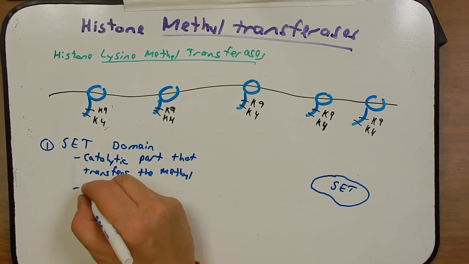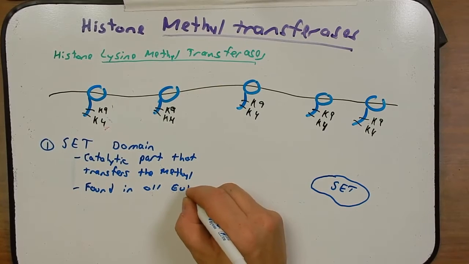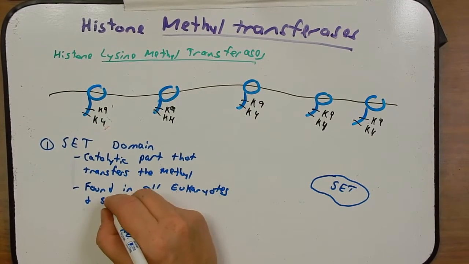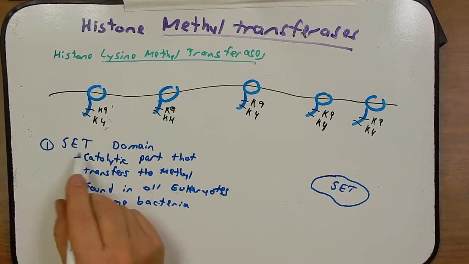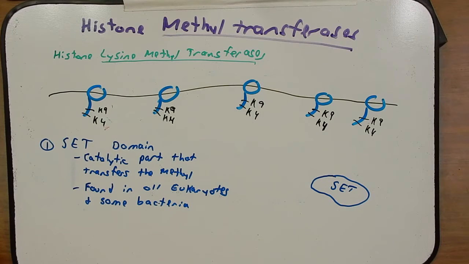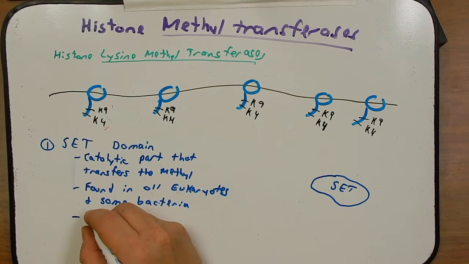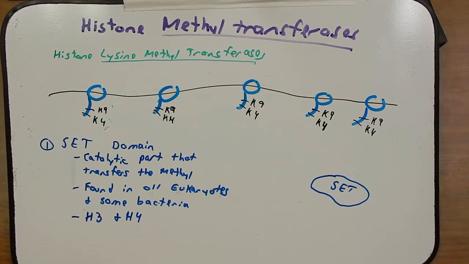These SET domains are found in all eukaryotes and in some bacteria. In bacteria, the SET domains aren't going to be found in histone lysine methyltransferases because there are no histones, but they are associated with enzymes that are involved in transferring methyl groups. In eukaryotes, these usually have a specificity to H3 and H4 histones.